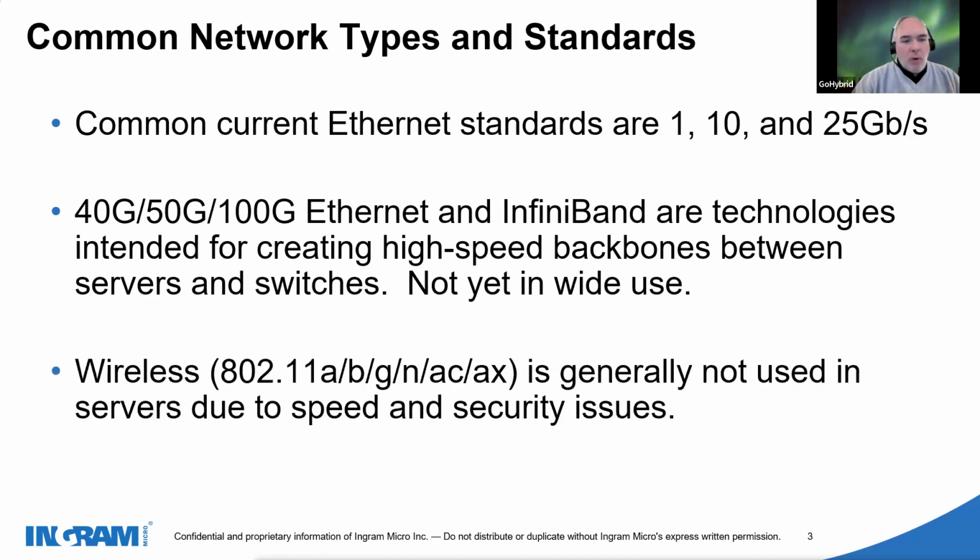Then you also have wireless, 802.11 something. Wireless is generally not used in servers due to its limited speed and due to security issues. The nice physical security aspect of Ethernet and InfiniBand is you can't get access to the network unless you physically have a cable plugged in. That's not necessarily true for wireless. Wireless is easy to get access to, since all you need is a radio receiver and a radio transmitter to get onto the network. So between the security issue and the speed issue, not a lot of wireless built directly into servers in the data center.